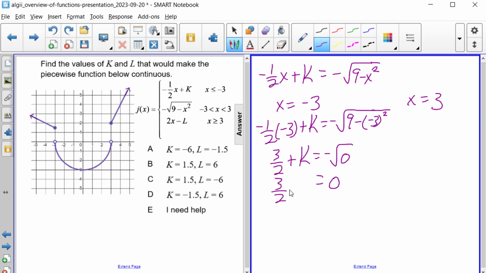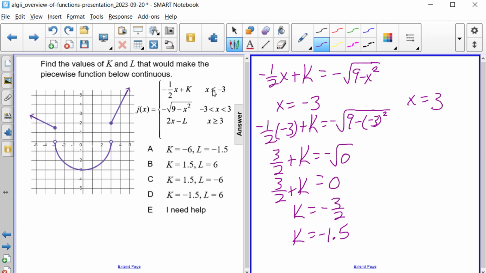So we still have 3/2 plus k is equal to 0. If we subtract 3/2 from both sides, we'll get that k is equal to negative 3/2. And written as a decimal, k would be negative 1 5/10 or negative 1 1/2.